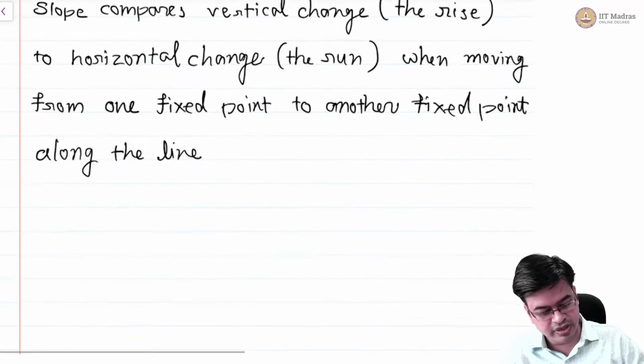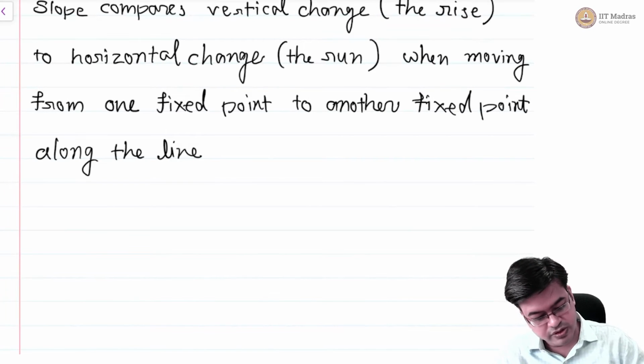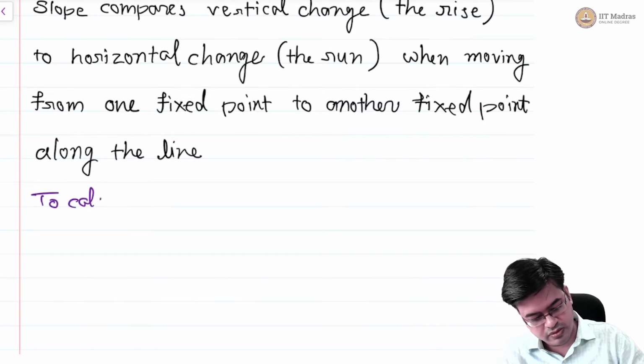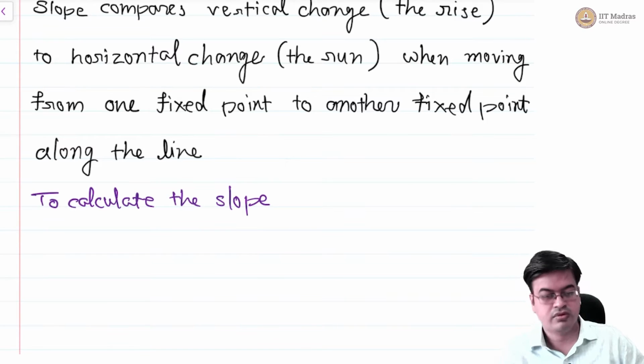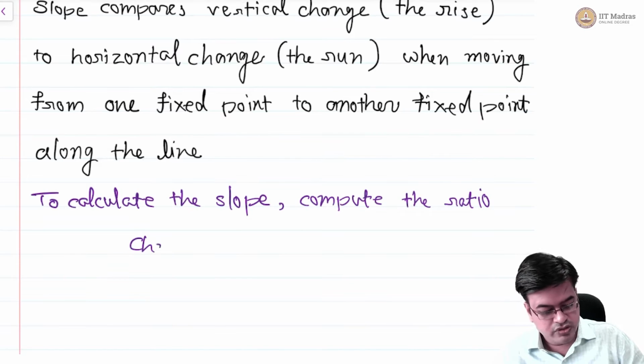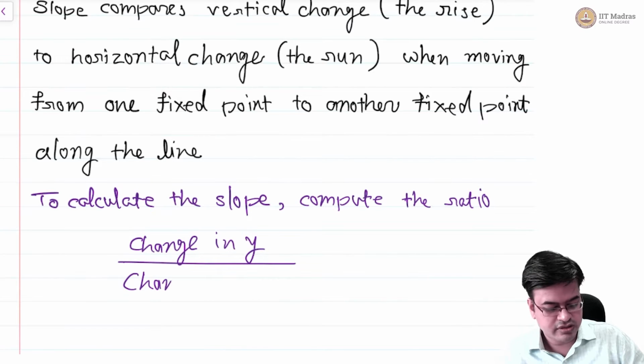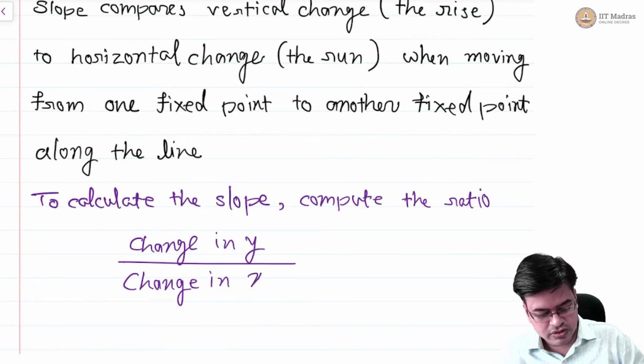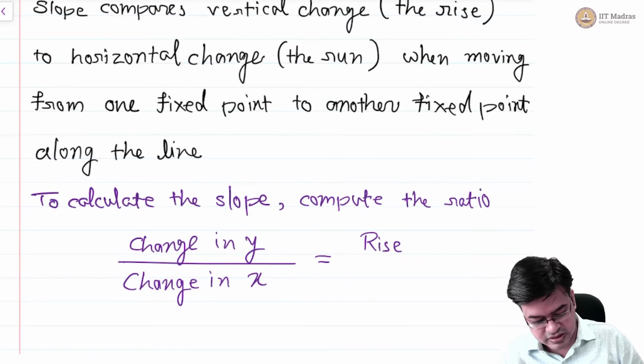So if I want to calculate the slope, what we will do is compute a ratio: change in y upon change in x. In our rise and run terminology, this is nothing but rise upon run.